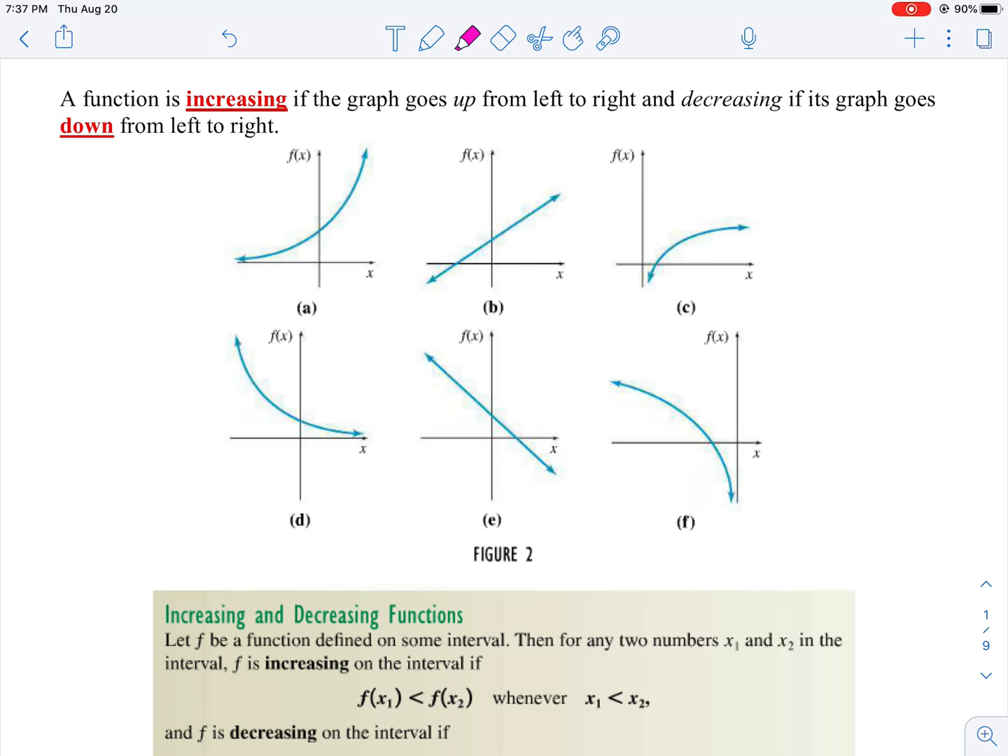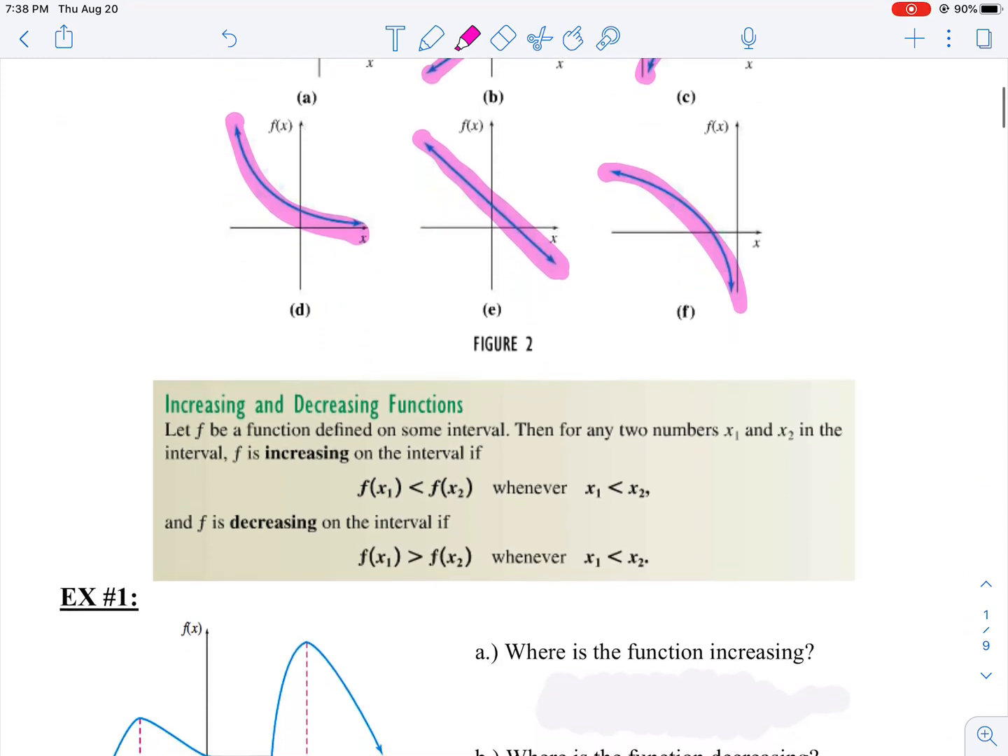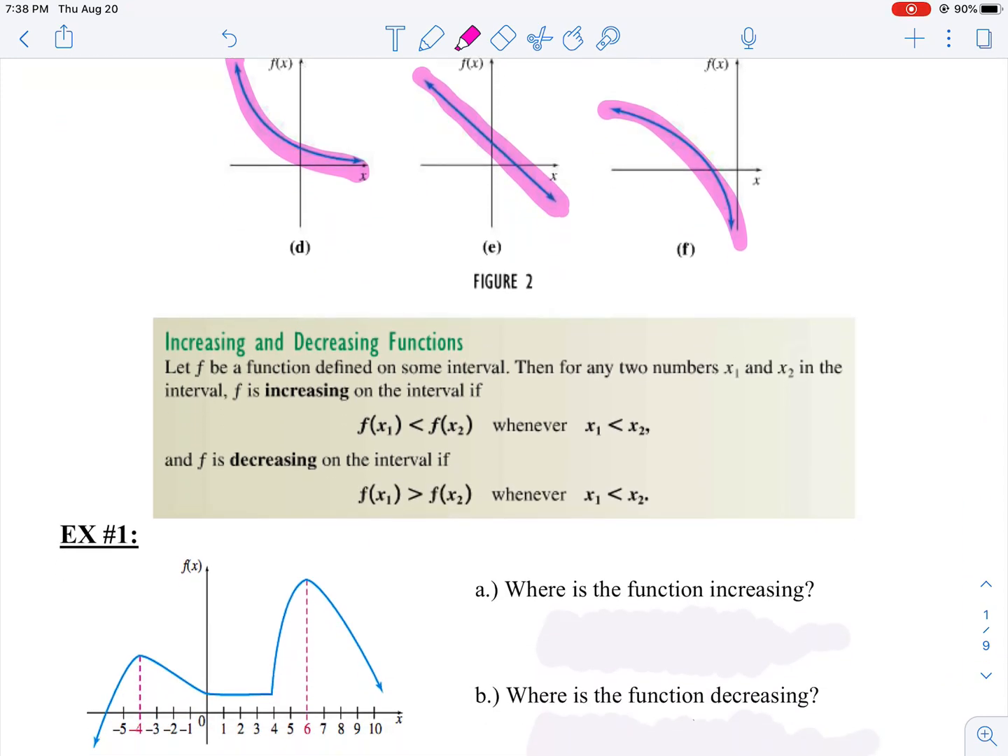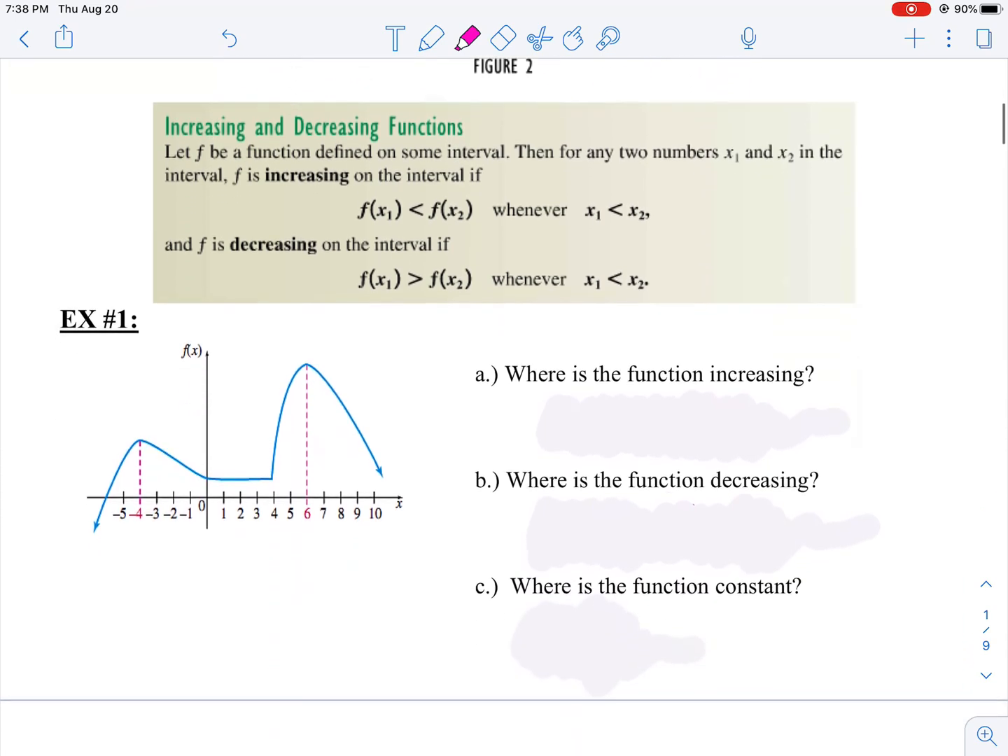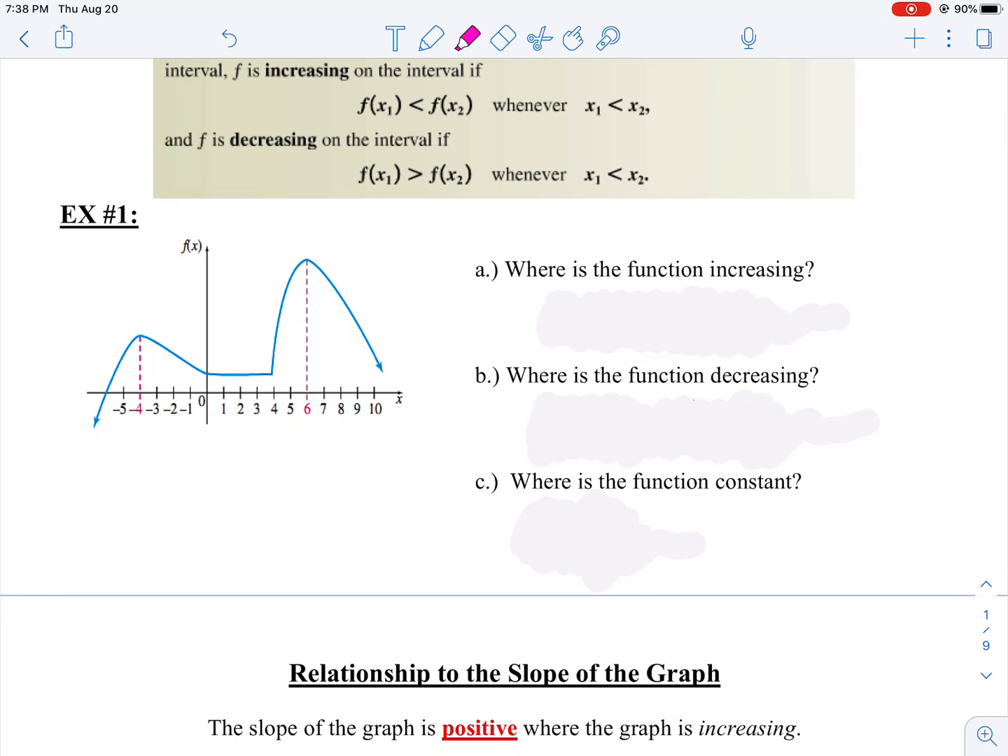And if the graph goes up from left to right, we say that that function is increasing in that interval. Or if it goes down from left to right, we say that that function is decreasing. And that's kind of easy. If they give us a picture, we should be able to look at a picture and figure out where the graph is increasing or decreasing. We're going to go ahead and write our answers in interval notation. So let's look at an example.